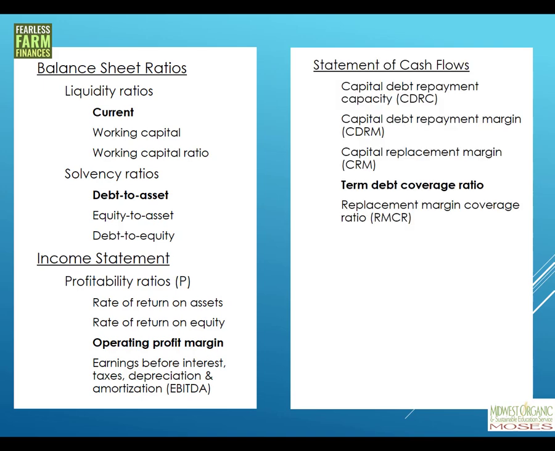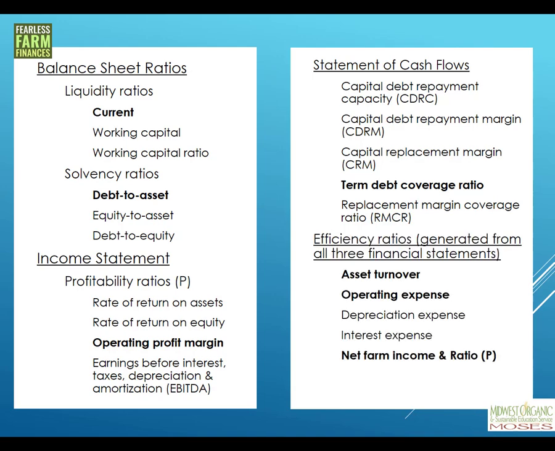From our statement of cash flows, we can determine our capital debt repayment capacity, our capital debt repayment margin, our capital replacement margin, our term debt coverage ratio, and our replacement margin coverage ratio. Our efficiency ratios are generated from all three financial statements, and these would be our asset turnover, our operating expense, depreciation expense, interest expense, and net farm income ratios.